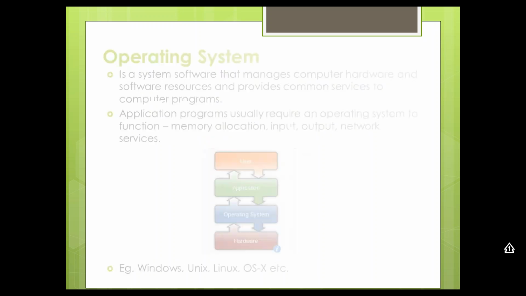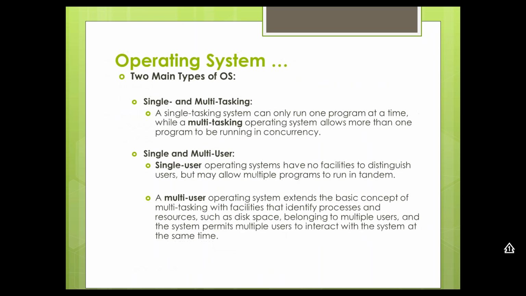Let's move on to the next slide. Before that, we'll see the two main types of operating systems. One is single and multitasking operating systems. As the name suggests, a single tasking operating system can run only one program at a time, but with multitasking, you can run multiple programs concurrently. Modern day operating systems are all multitasking operating systems.